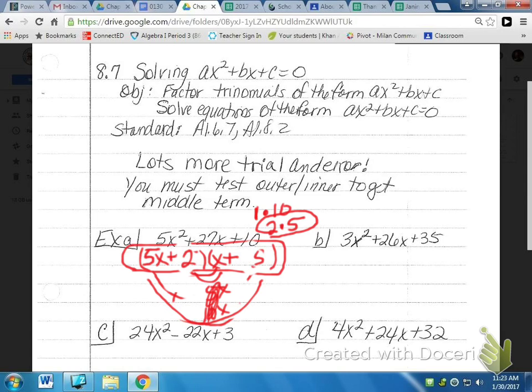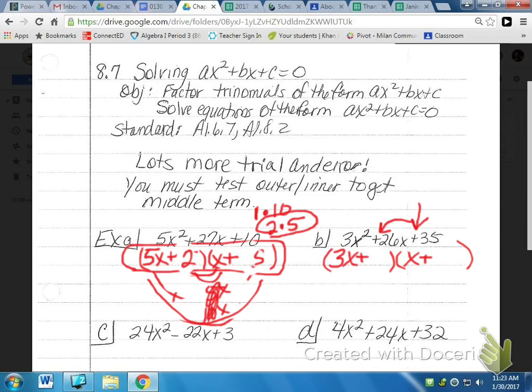3x squared plus 26x plus 35. You do your two sets of parentheses. Again, we are very fortunate that it's a 3. It's prime. There's no choice. 3x and x. In front of my C, my sign is a plus. So both signs will be positive.